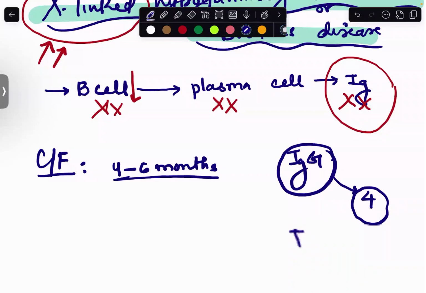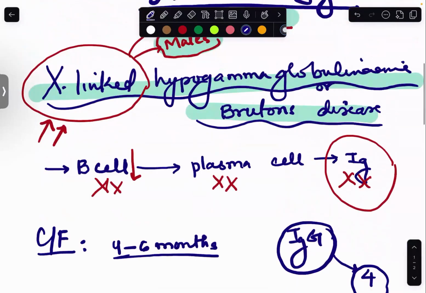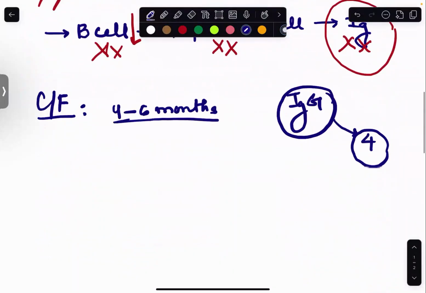So 4 to 6 months is a very sensitive time. Around that time the child will be most vulnerable. That's why the child will present after the age of 4 months. So we have X-linked hypogammaglobulinemia. They usually present after the age of 4 to 6 months. How do they present? Commonly, they present with sinopulmonary infection.